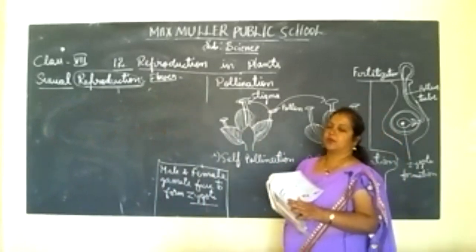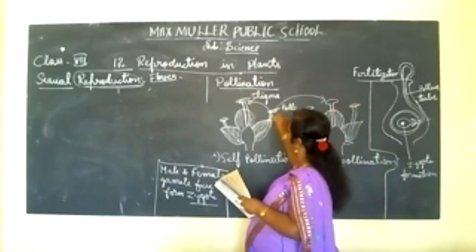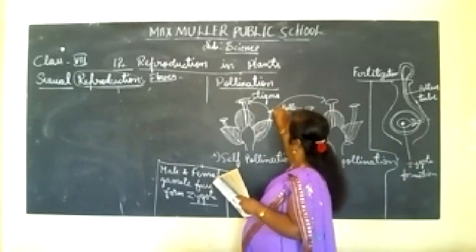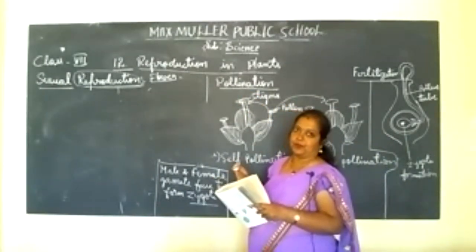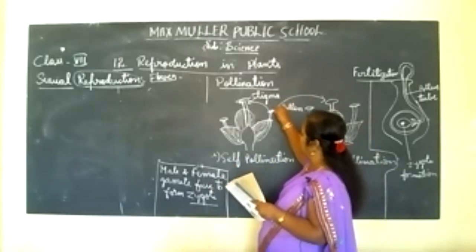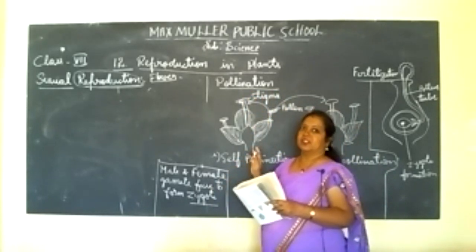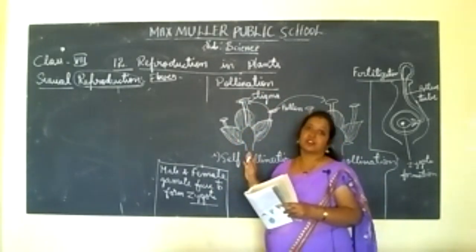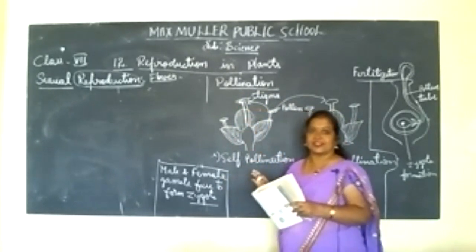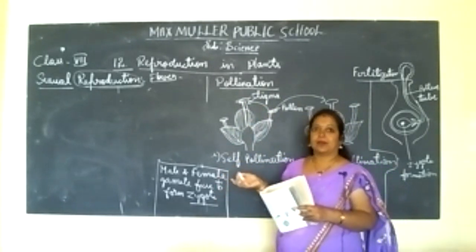You already remember what pollination means. This is the stigma of the flower and this is the anther lobe. The anther has the pollen grains in it. These pollen grains want to shift to the stigma of the flower. If the pollen grains shift from the anther to the stigma of the same flower, we'll call it self-pollination. It happens in a bisexual flower, the same one flower in which both male and female reproductive parts are present. Then only self-pollination can occur. Or it can go to another flower in the same plant.